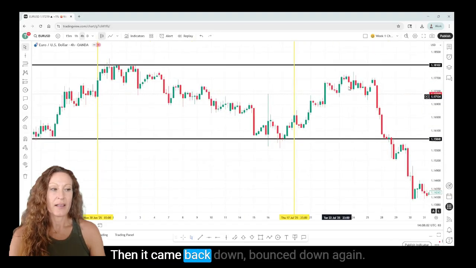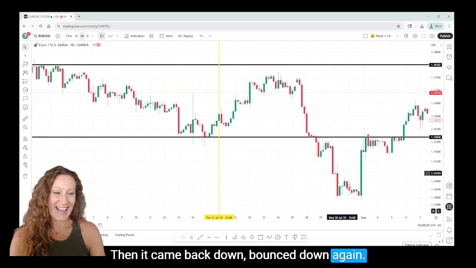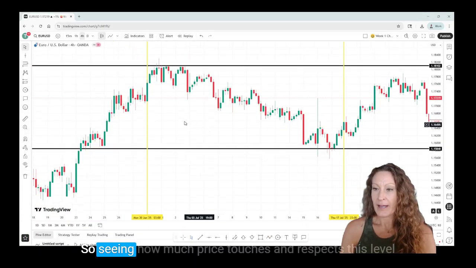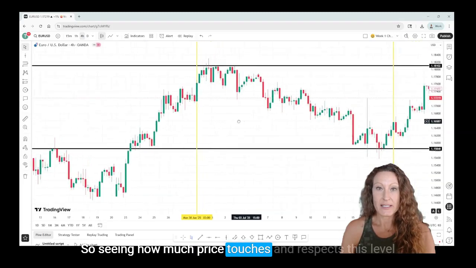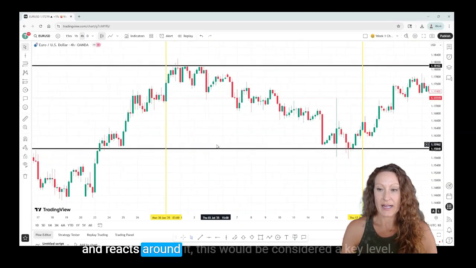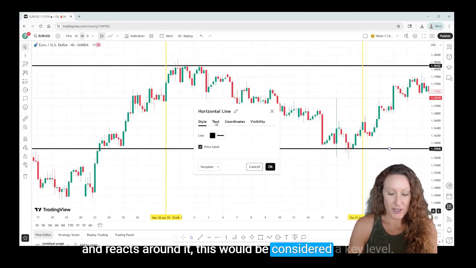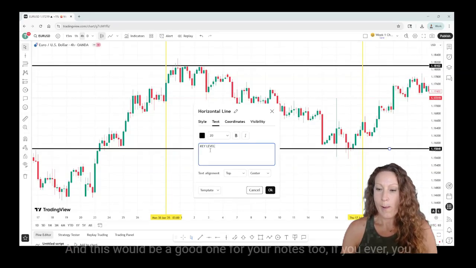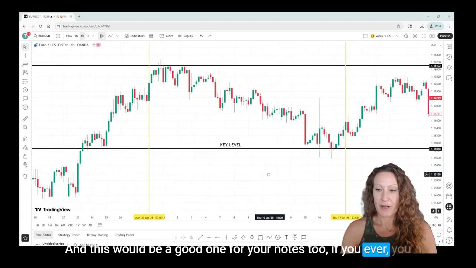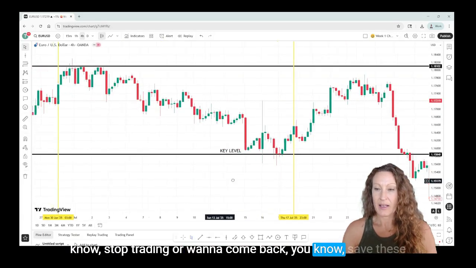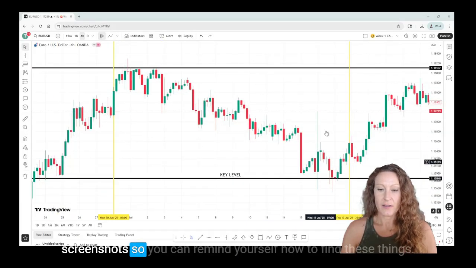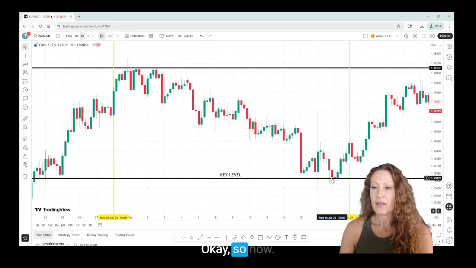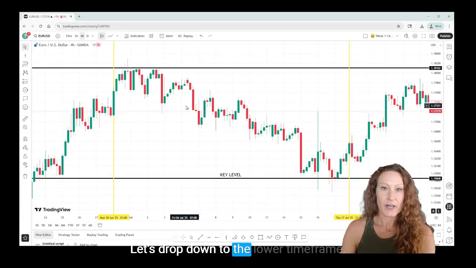Okay, then it came back down, bounced down again, bounced around it again. I mean, look how many times price hits this line. Okay, so seeing how much price touches and respects this level and reacts around it, this would be considered a key level. And this would be a good one for your notes too. If you ever stop trading or want to come back, save these screenshots so you can remind yourself how to find these things. Okay? So now let's drop down to the lower time frame.